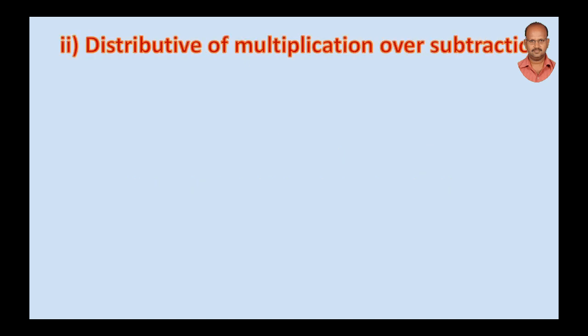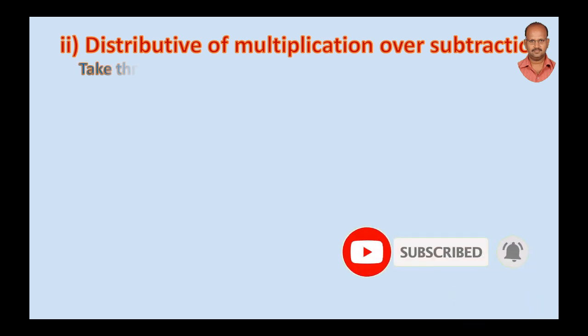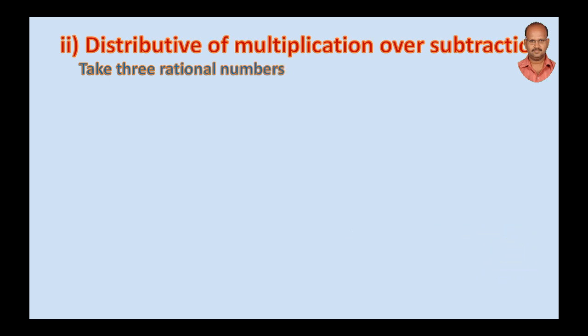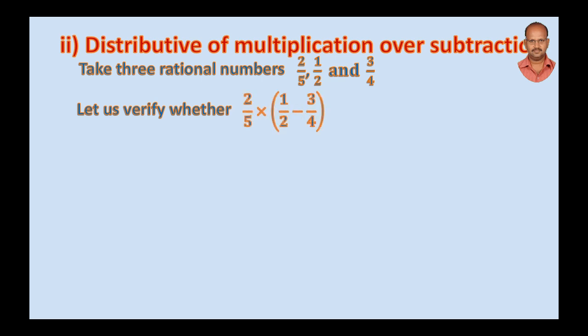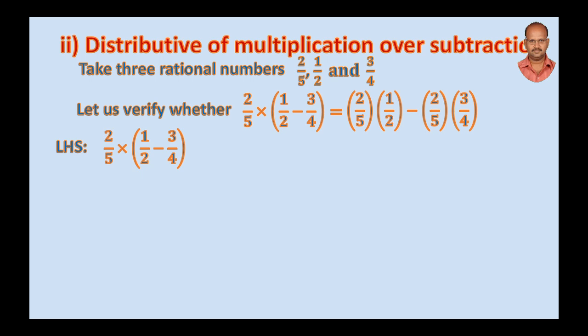Then go to second one, distributive law of multiplication over subtraction. Take three rational numbers 2 by 5, 1 by 2 and 3 by 4. Let us verify whether both are equal or not. Then taking LHS, 2 by 5 into within brackets 1 by 2 minus 3 by 4. LCM of 2, 4 is 4.